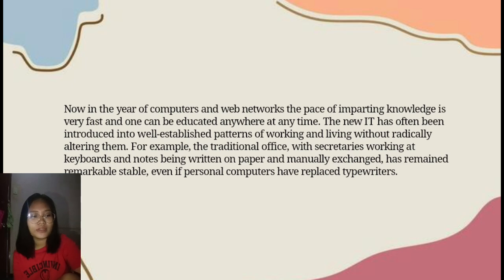Now in the year of computers and web networks, the pace of imparting knowledge is very fast and one can be educated anywhere at any time. The new IT has often been introduced into well-established patterns of working and living without radically altering them. For example, the traditional office, with secretaries working on keyboards and notes being written on paper and manually exchanged, has remained remarkably stable, even if personal computers have replaced typewriters. So while technology makes things faster and easier, it hasn't completely changed how offices or jobs work. Instead, it has made all ways of doing things more efficient.